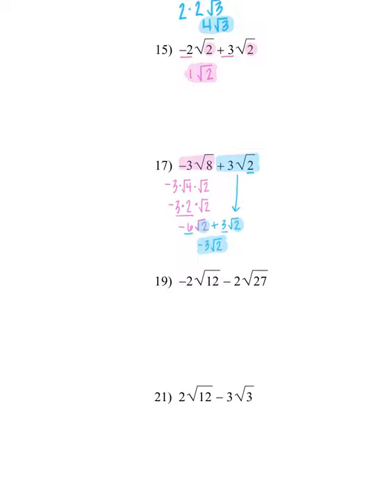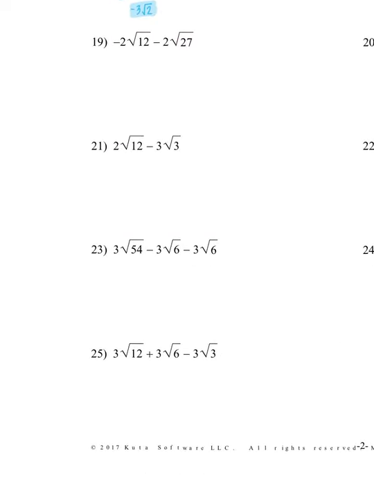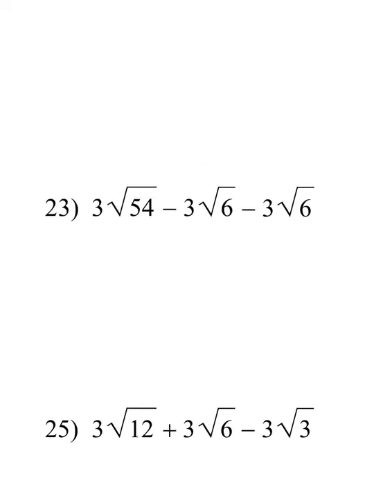So let's skip 19. Let's go down to 23 because it's a little bit more difficult. You know me, I like to use different colors. So I'm going to highlight the terms that go together. So I have 3 radical 54. I don't have any other 54s, so I'm going to move on to negative 3 radical 6 and negative 3 radical 6. They both have the same number under the radical.